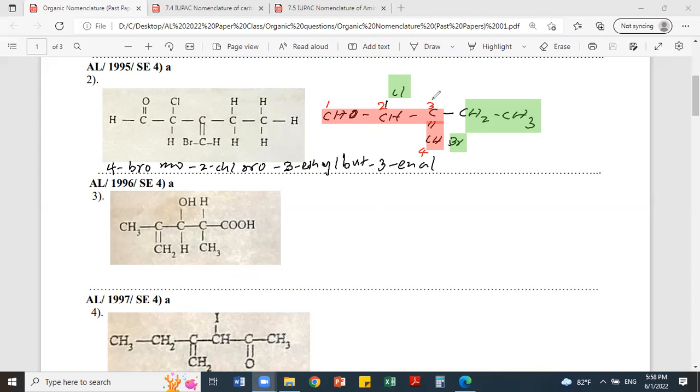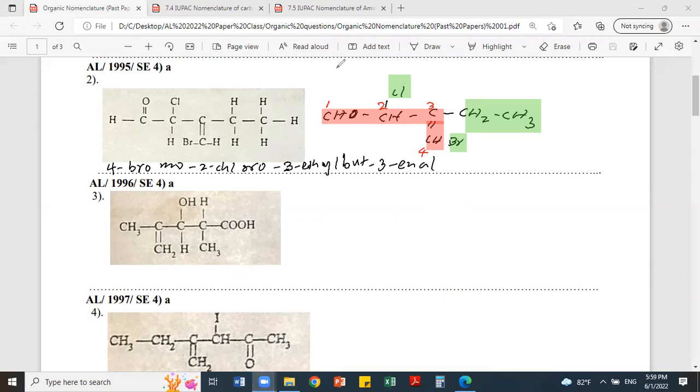The double bond begins with the third carbon. Now look, this double bond begins from the third carbon. Therefore, we have to put 3-enal, not 4-enal. So that also you have to correct in your answer. It's 3-enal, 3, not 4. Understood? So those two you have to correct, okay.